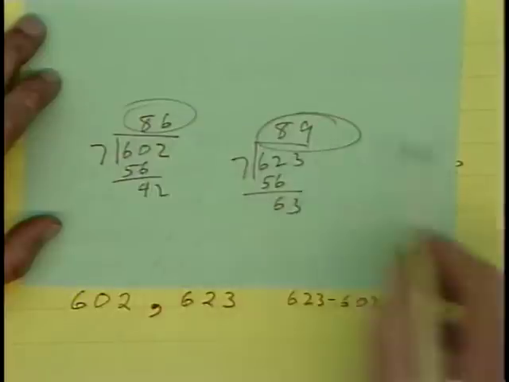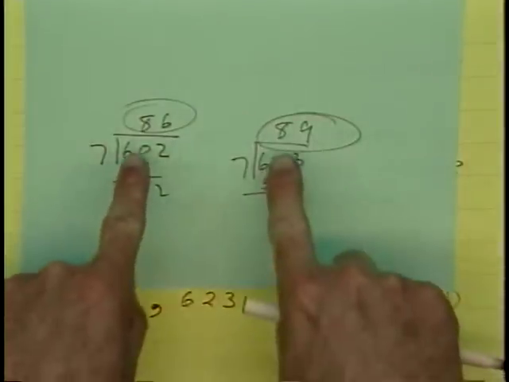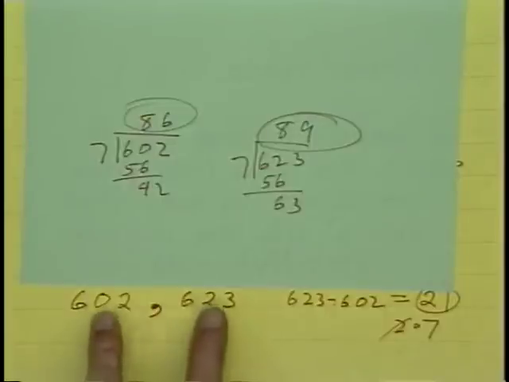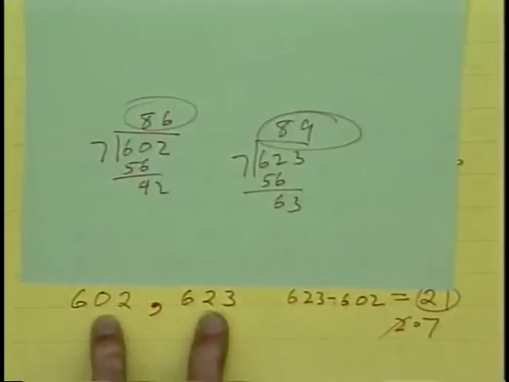And by golly, it does. So 7 divides into both of these, and it also divides this. Now, had it turned out that 7 would not divide into these either, then that means there is no number that will divide each of these.